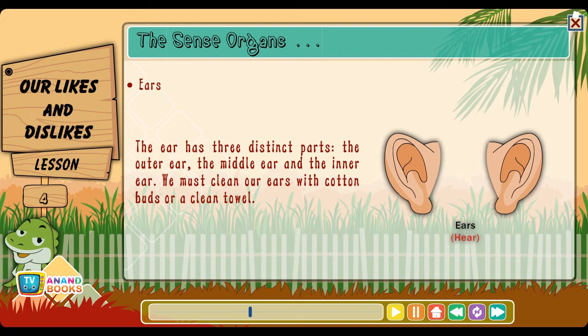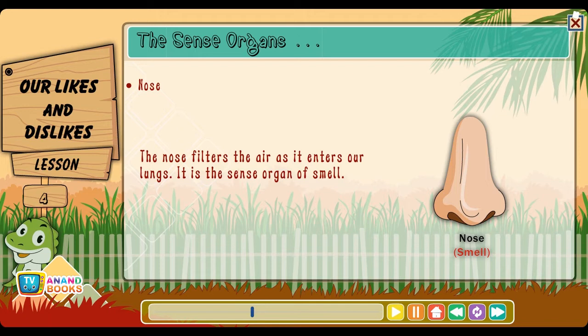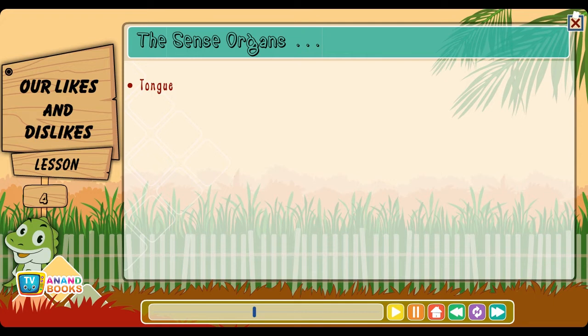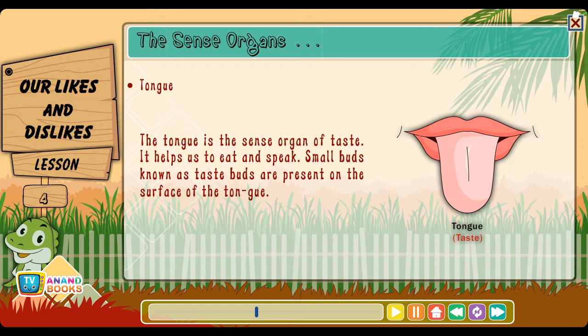Nose. The nose filters the air as it enters our lungs. It is the sense organ of smell. Tongue. The tongue is the sense organ of taste. It helps us to eat and speak. Small buds, known as taste buds, are present on the surface of the tongue.